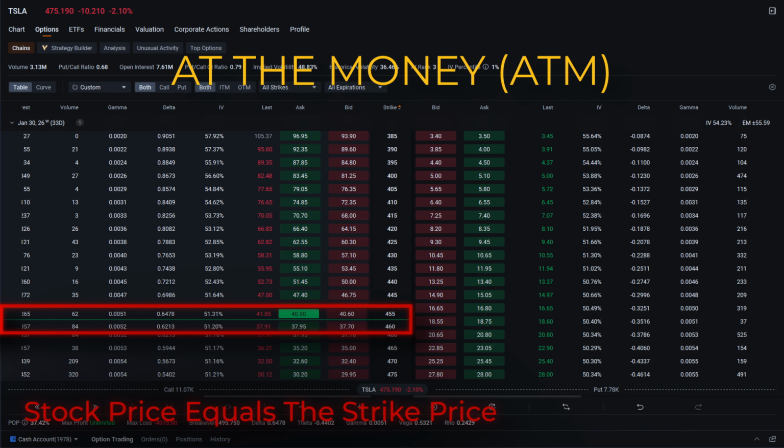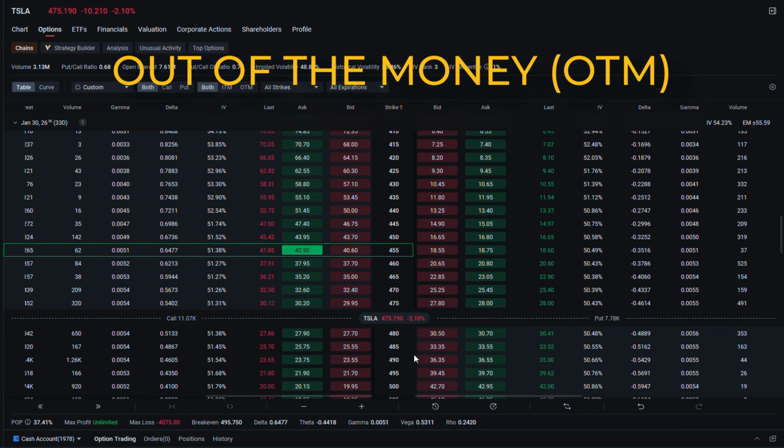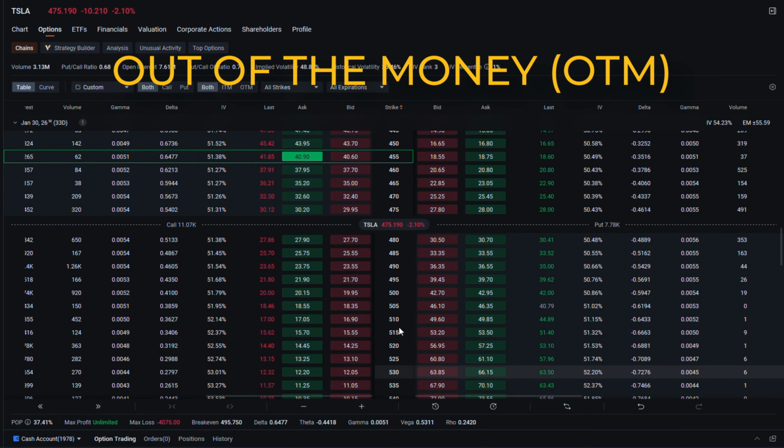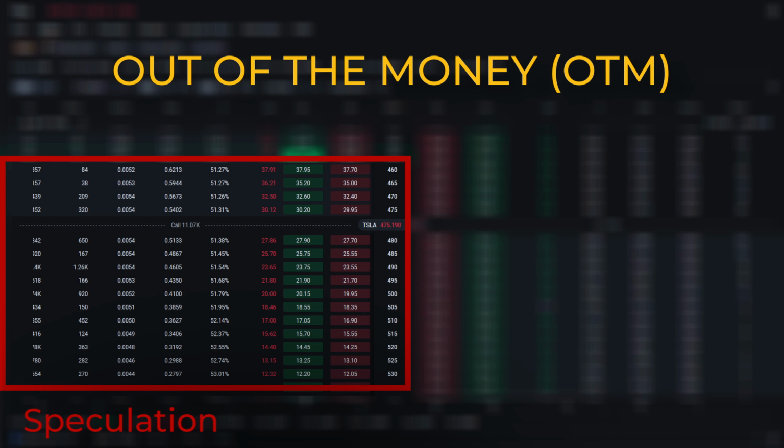ATM, at the money calls, means the stock price is exactly at the strike price or very close to it. So when Tesla is at 455, a 455 strike, even a 456 strike, is considered at the money. It's got no built-in value yet, but since it's so close to the action, it has major potential. OTM, out of the money calls, the stock price is under the strike price. A $460 call is $5 away from Tesla's price of 455. This is also just extrinsic value, it's pure speculation.